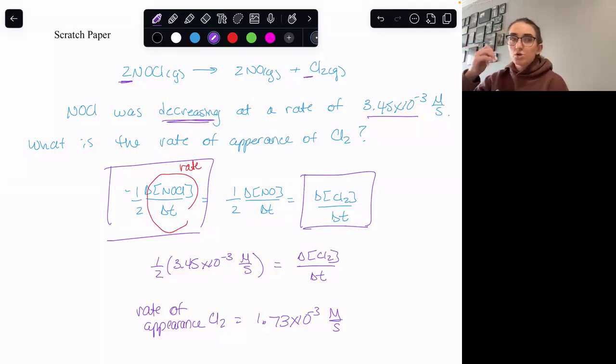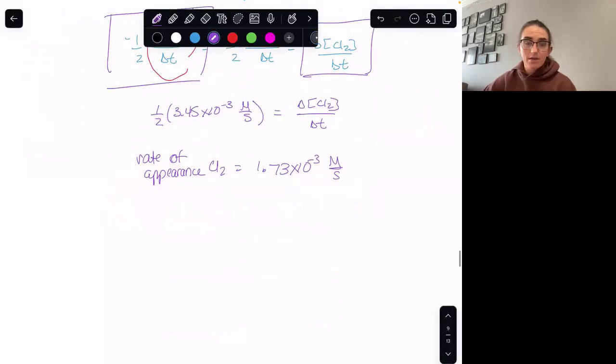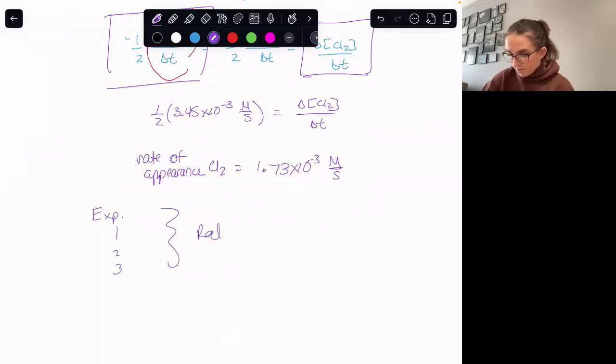Right, if you're just given a straight up rate like we're doing here, that should tell you that you're just going to compare the rates of the products to reactants. If you see something with experiments, like experiment 1, 2, 3, this is going to tell you you want to use the rate law because you need to find the orders of the reaction first.